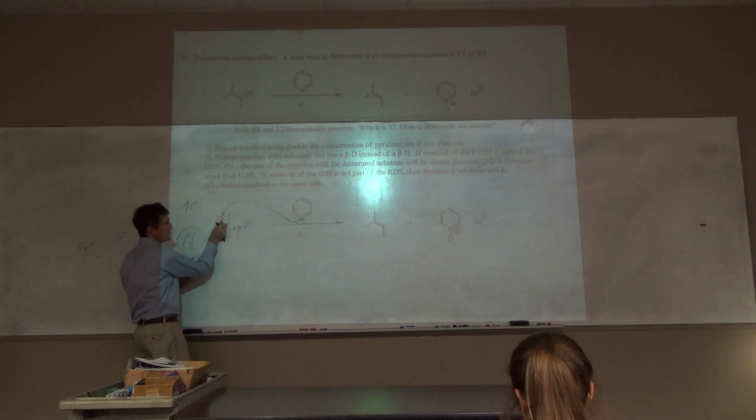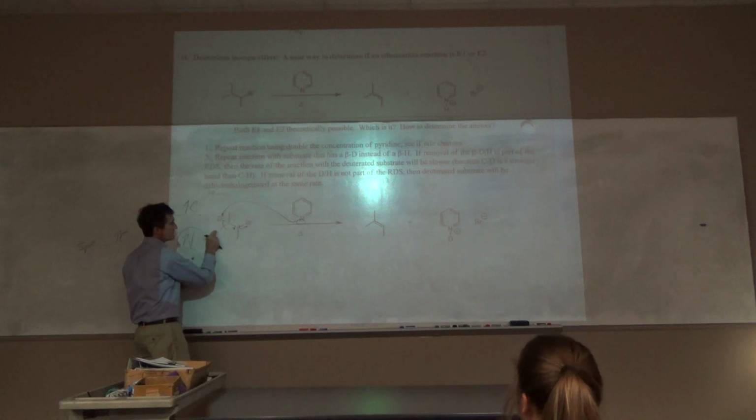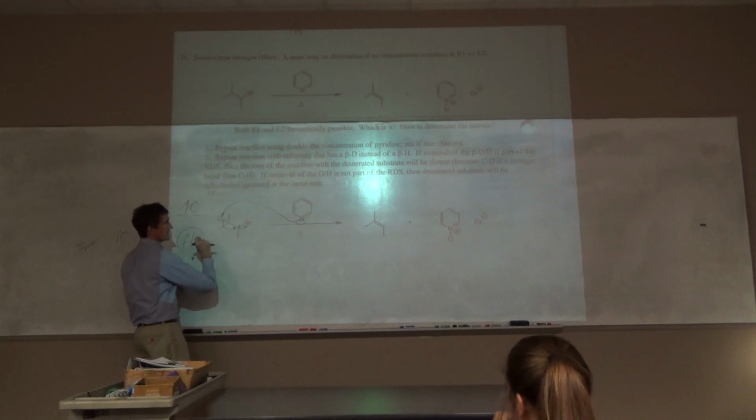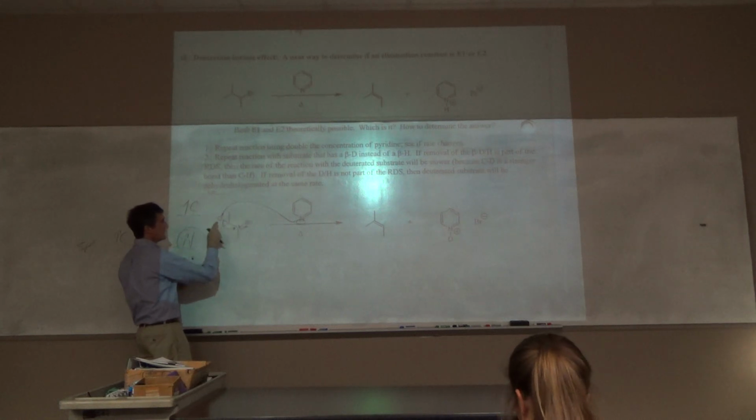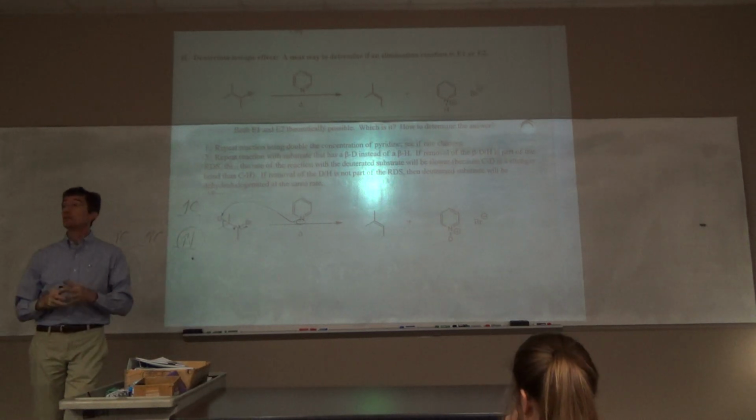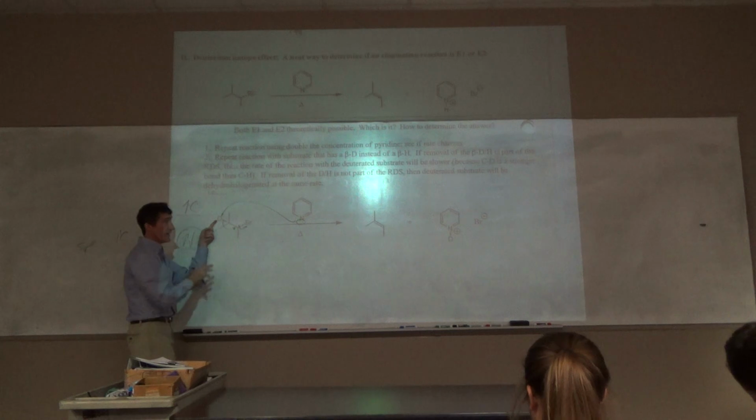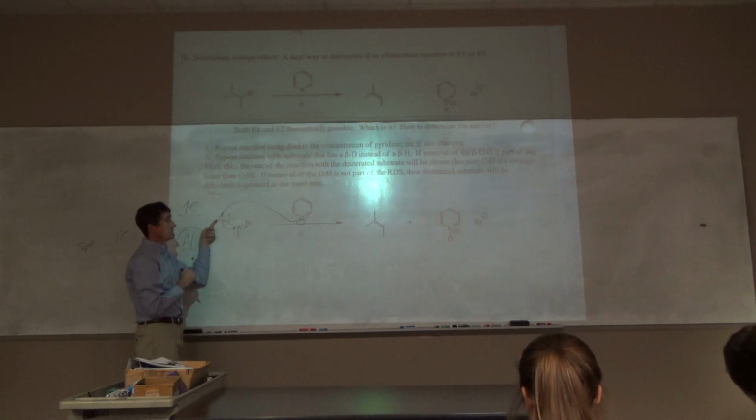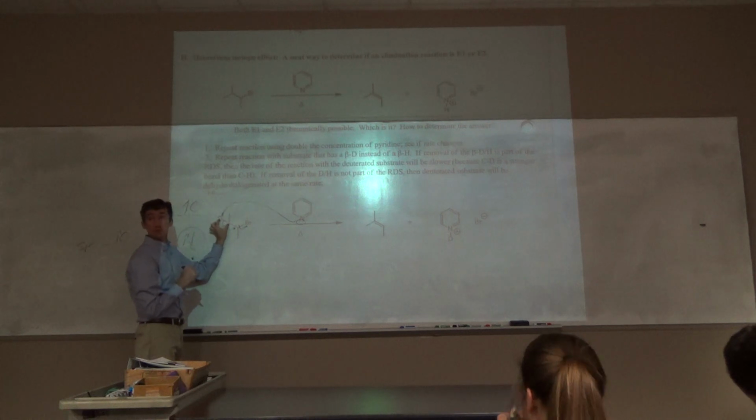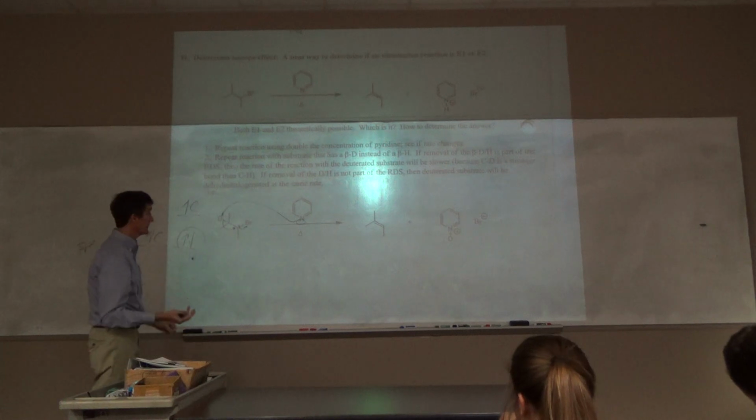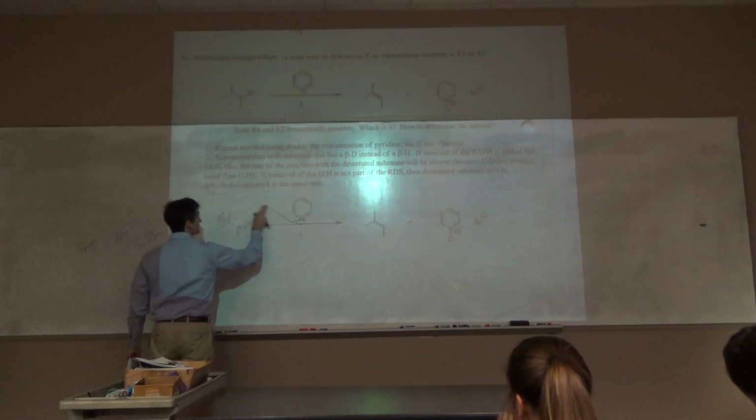If that bond is being broken in the rate determining step, then the reaction will be more difficult if there's a D there, because that's a stronger bond. But if we put a D there and the rate doesn't change, that tells us that this bond is not broken in the rate determining step, which would be E1, because E1 is not concerted.